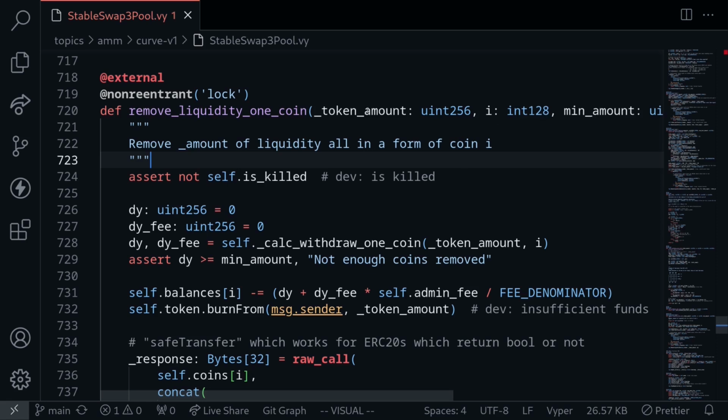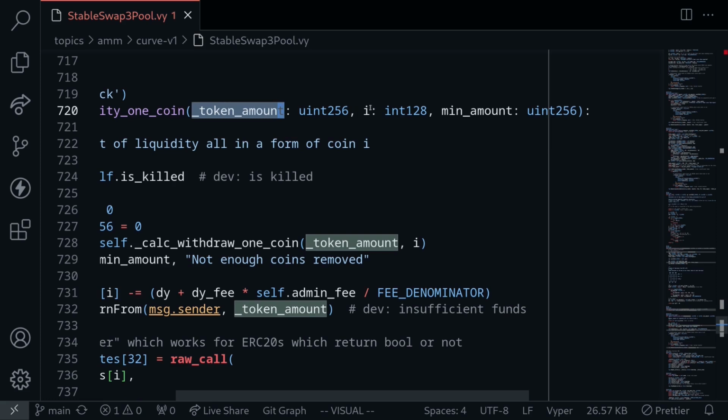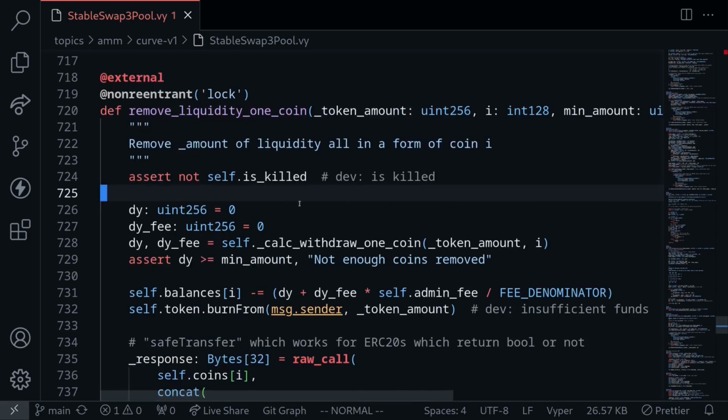For the inputs, it's going to take in the token amount. This will be the LP token to be burnt. And then it's going to take in the index of the token to withdraw and the minimum amount of token that you expect to receive. And based off of this token that you want to receive, it calculates DY. This will be the amount of single token that you will receive.